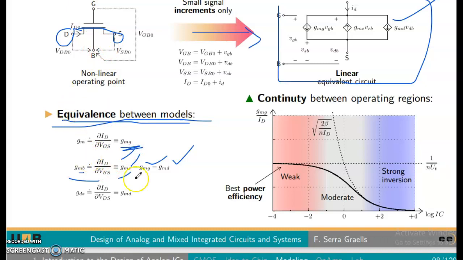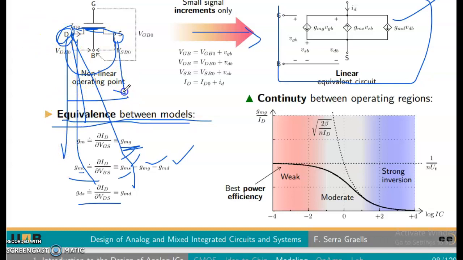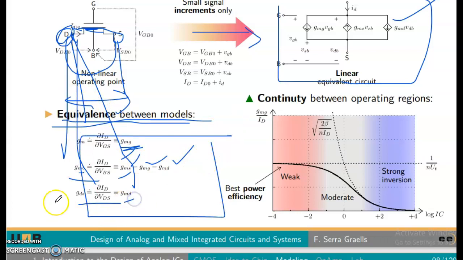And then here GDS, that is GMD in drain. What will happen here? Drain current with respect to dou VDS. That's all. That is called GMD and GDS.